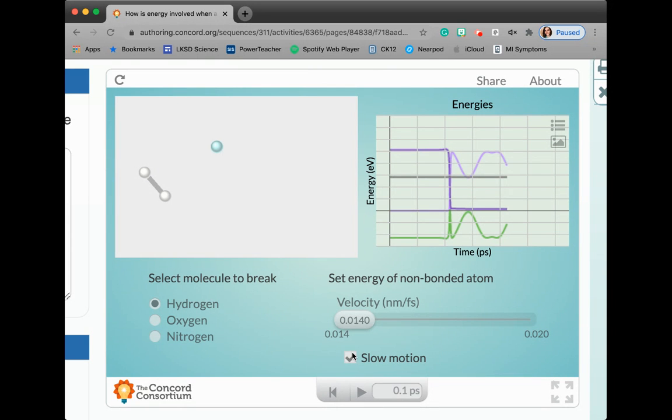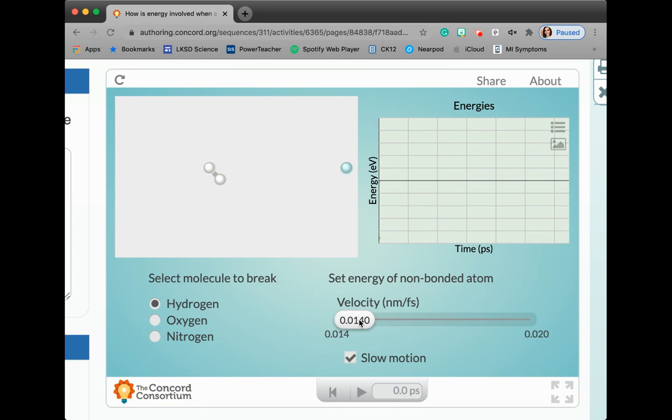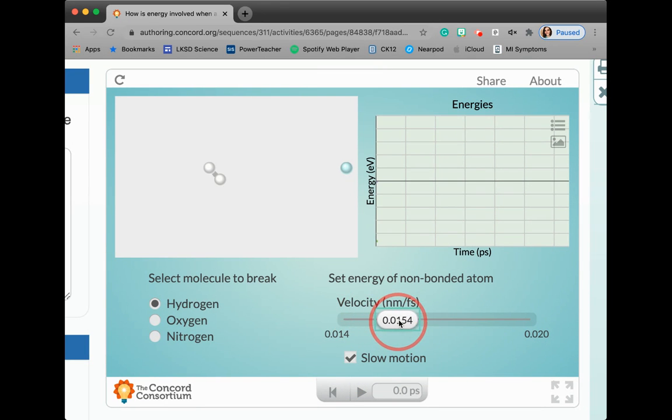Now I want to reset this and increase my velocity enough that we can start talking about how we can actually break bonds, right? Because in that scenario, we didn't actually break the bond between those hydrogen atoms. It was still there. It was just a rocky relationship. But let's try and actually break that bond.